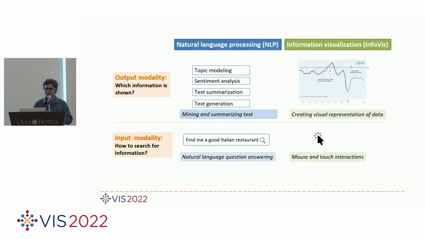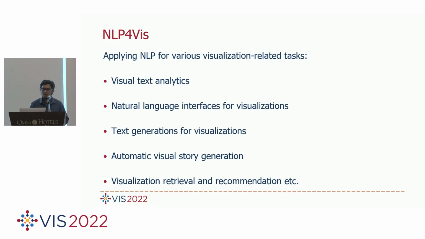Similarly, in the case of input modality, textual modality can help in expressing very complex information needs that would otherwise be very hard with simple mouse-based interaction or direct manipulation-based interaction. And then similarly, you can still use mouse-based interactions and direct manipulation-based methods because that can also be very powerful for exploring visualization. So now, hopefully, we are convinced that NLP has lots of very, very interesting applications, and they can complement visualization in a very powerful way.